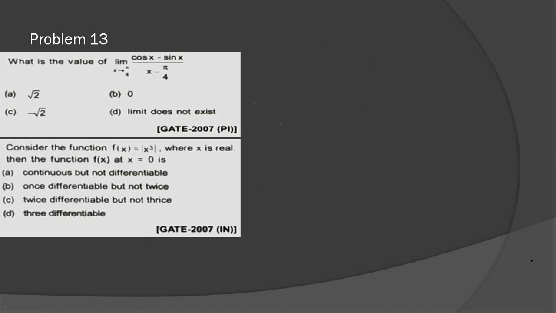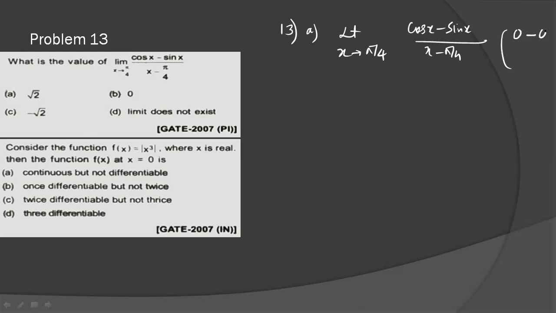The next question is limit x tending to pi by 4 of cos x minus sin x over x minus pi by 4. If you apply the limit, cos pi by 4 is 1 by root 2, sin pi by 4 is also 1 by root 2. 1 by root 2 minus 1 by root 2 will be 0, upon pi by 4 minus pi by 4 will be 0 only. So we can apply L'Hospital here.